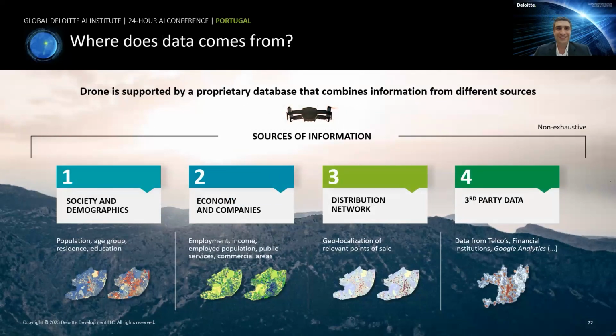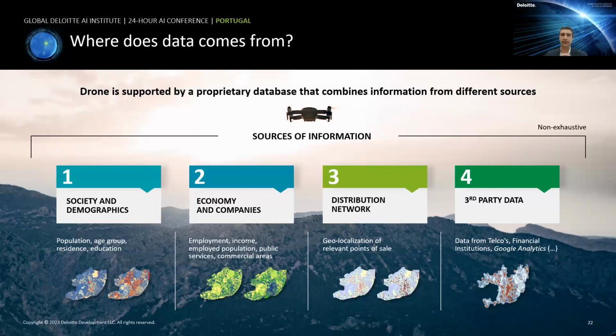So now moving on, since this is an AI session, it's important also to talk about the core part of the model. Regarding the sources of information, we have 4 big blocks. The first one is society and demographics. Basically, our starting point is getting all the information from census and placing it into a geoinformatical system to map all the individuals in a specific market to understand age, profiling, location, and so on.